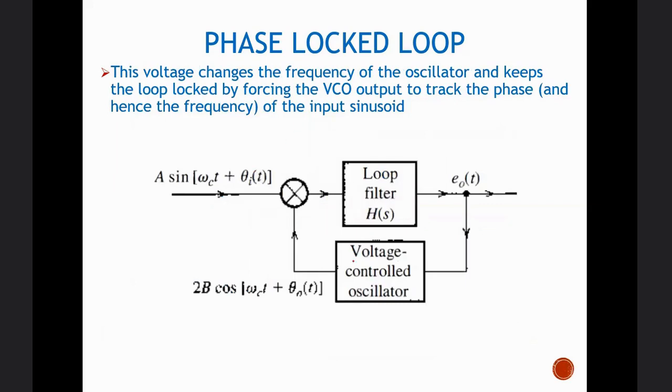So this is that voltage controlled oscillator. Input to this is the e0(t), as we saw before. This is the incoming signal, which has an initial phase of theta i(t). The multiplier is here. So it multiplies the incoming signal as well as the output of the VCO. And this is the loop filter, which filters the product that exists at this point.